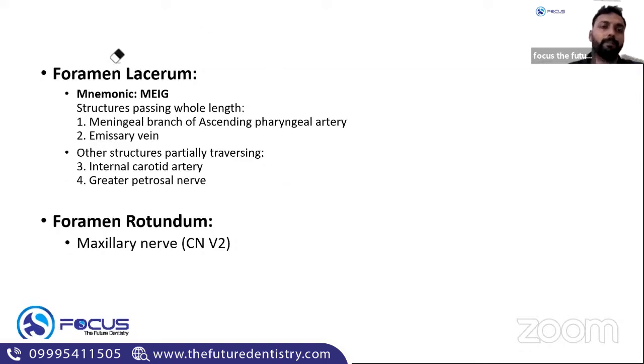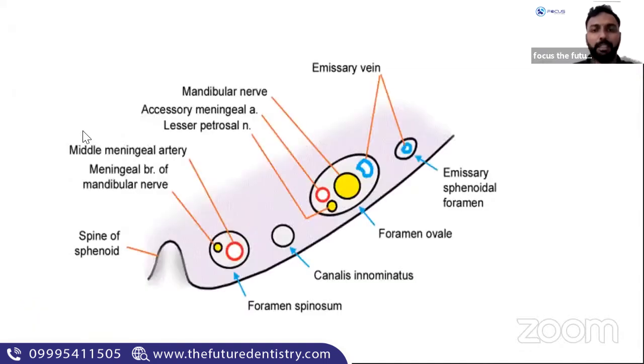Okay, so next is, yeah, this is a picture which is showing all the foramens and what all things pass through it. Now, canalis innominatus is an extra foramen which is occasionally seen between the spinosum and ovale.